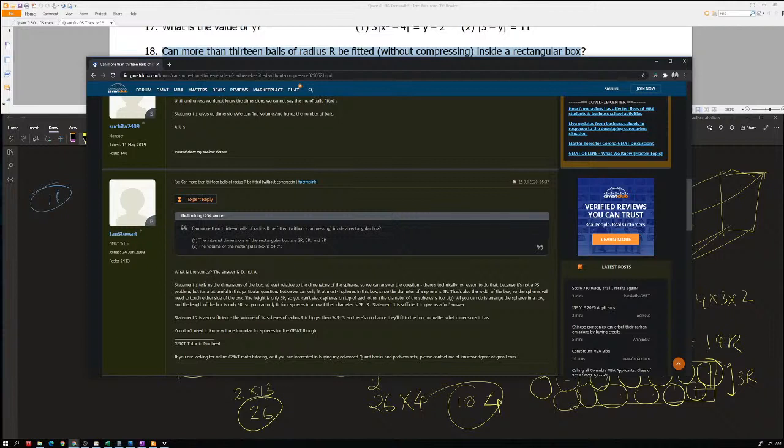Statement 1 tells us the dimension of whatever. Statement 1, I know that it is sufficient. But statement 2 is also sufficient. The volume of the 14 spheres of radius r is bigger than 44 r cubed, so there is no chance that they will fit in the box, no matter what the dimension. You don't need to know the volume formulas for a sphere.